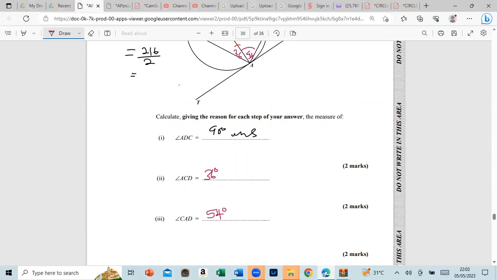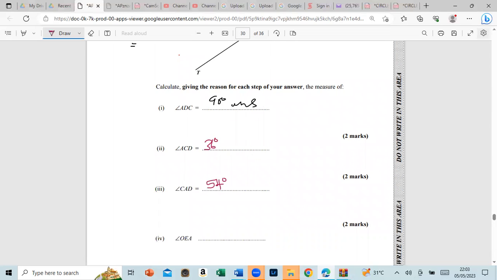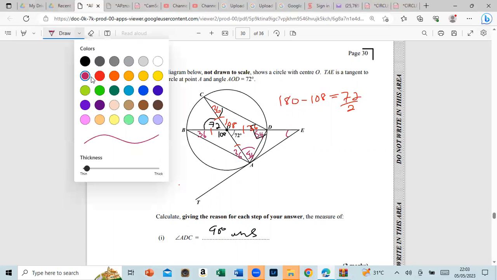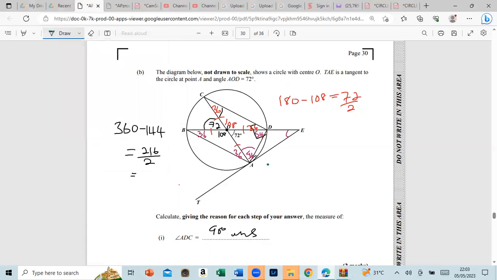So the final one, OEA. Go back up. OEA is this angle right here. I could find it by considering the big triangle. I'm going to highlight it in a different color so you guys can see. I'm going to use green. Of course, guys, there are other ways we can do it, but this one kind of stands out to me, so I'm going to use it this way.